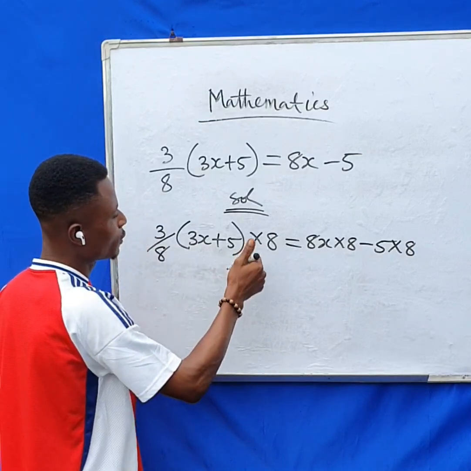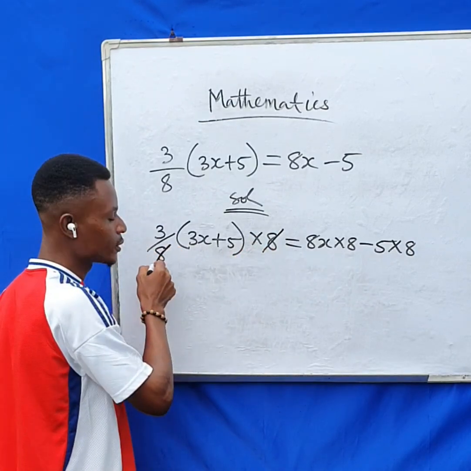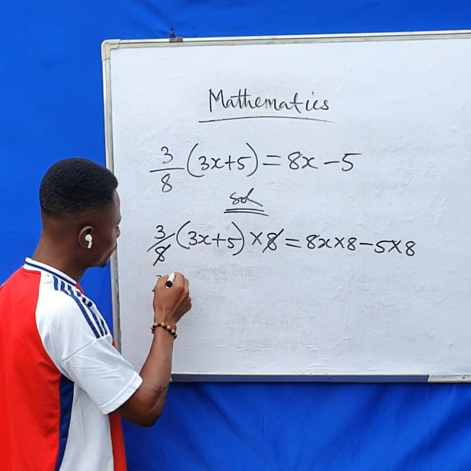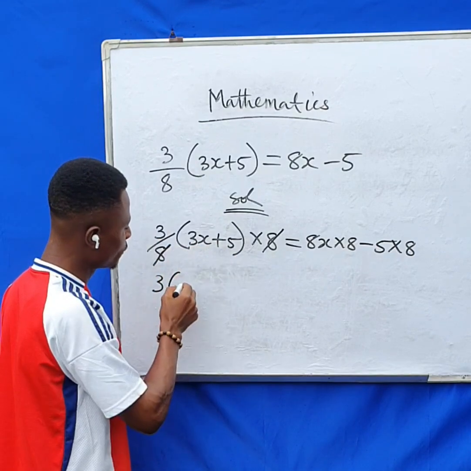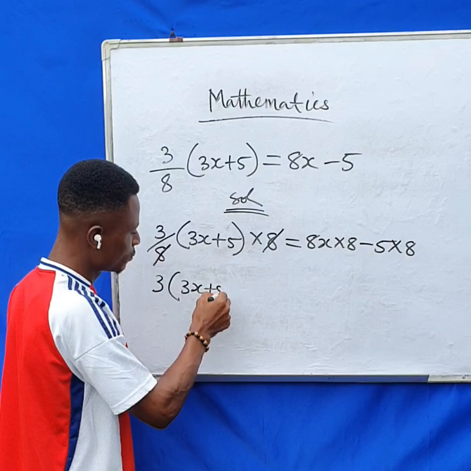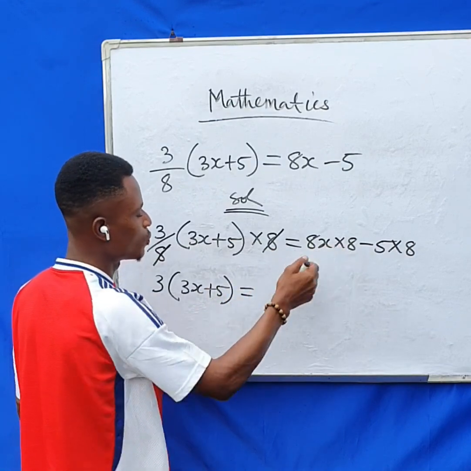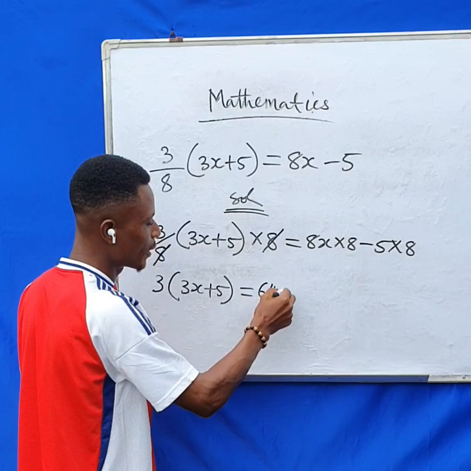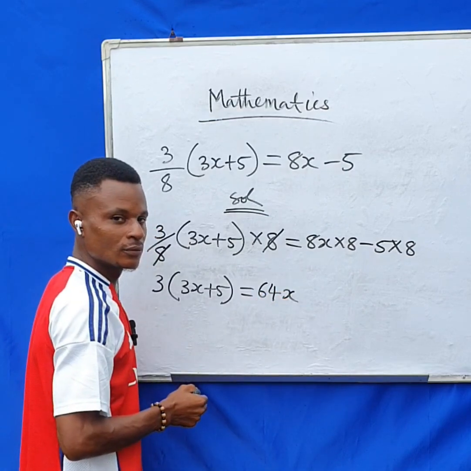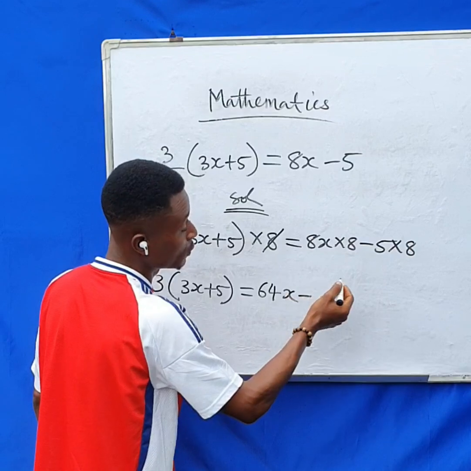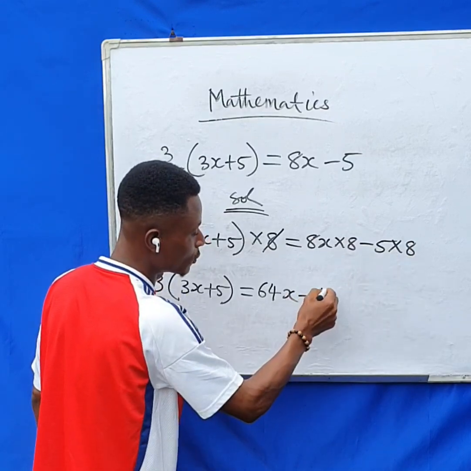Now, on the left hand side, this 8 here will cancel this 8, and we are left with 3 into 3x plus 5. Then equal to 8x times 8 will give us 64x. Then we bring down this minus sign. 5 times 8 will give us 40.